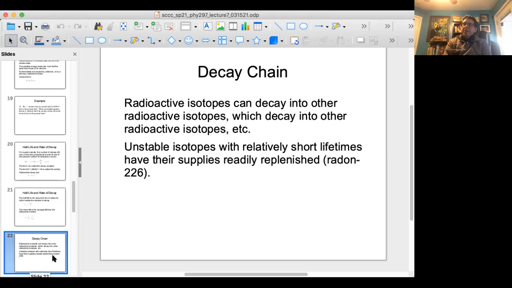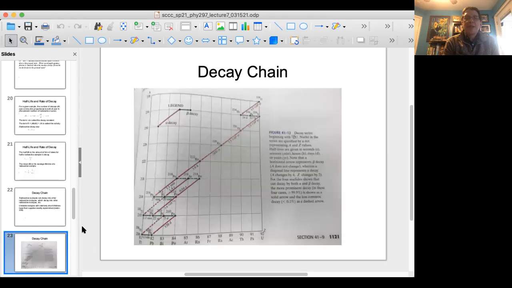And so you have what's called a decay chain, when radioactive isotopes can decay into other radioactive isotopes and so on and so on. So it's typically a combination of alpha and beta decays. And unstable isotopes with relatively short lifetimes will have their supplies readily replenished. But some isotopes have very long lifetimes.